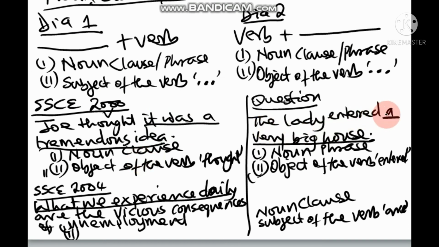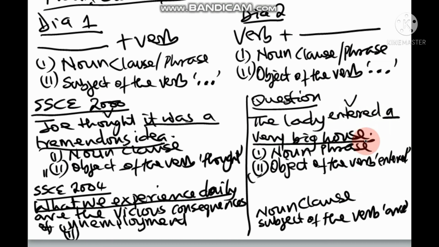Then, "The lady entered a very big house." "Entered" is a verb. Immediately after the verb "entered," you have what? Underlined words, which makes it a noun, object of the verb "entered." But is it a clause or a phrase? A phrase, because it does not contain any verb at all. So I believe that with these two diagrams, we should be able to identify whether something is a noun.